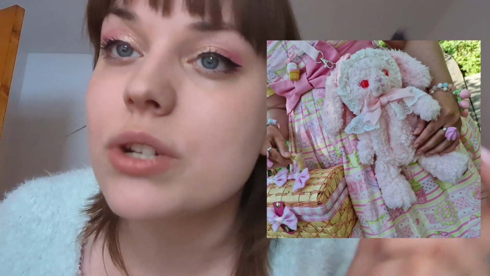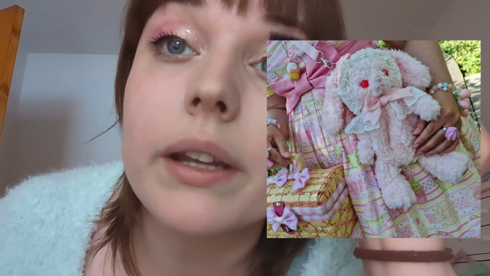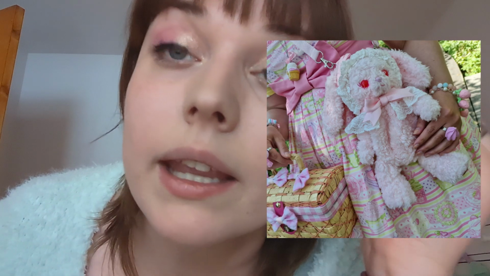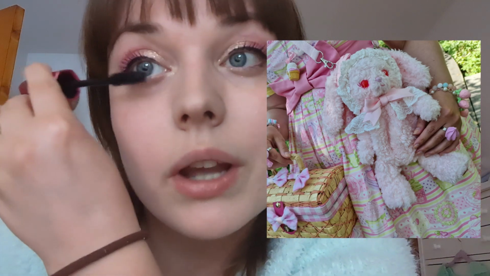Pochette. So it's usually just a little crossbody bag. It might be in the shape of an animal like Kumakumuya or Usakumuya. If you don't know what that is, please keep on watching. I'm gonna talk about them in a second.